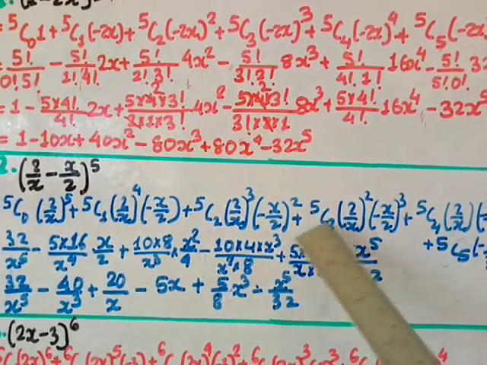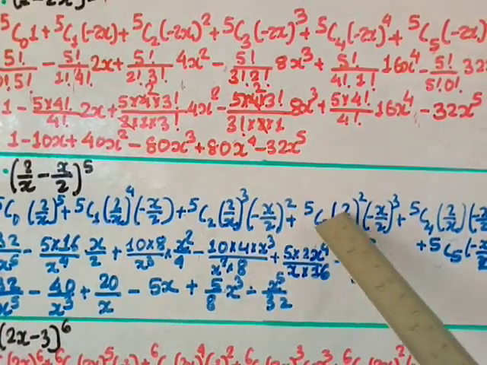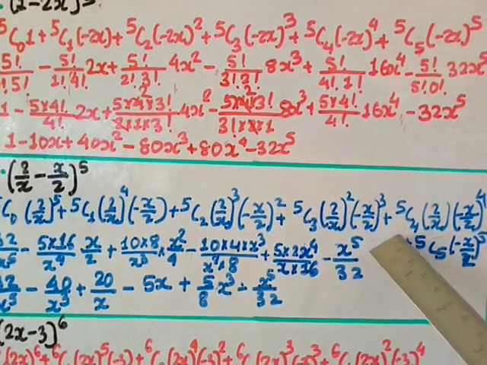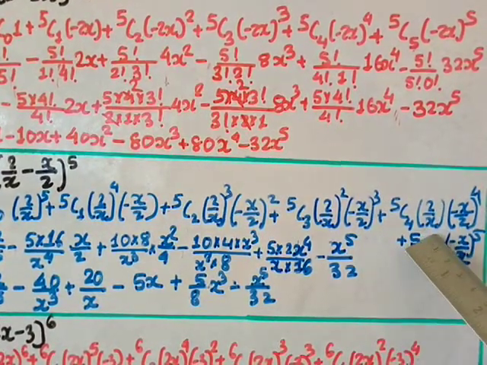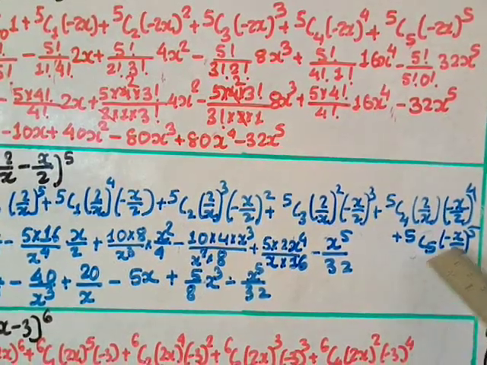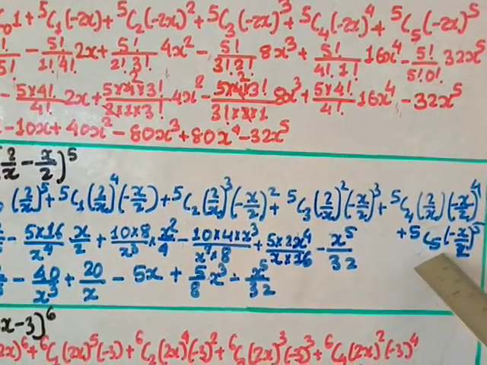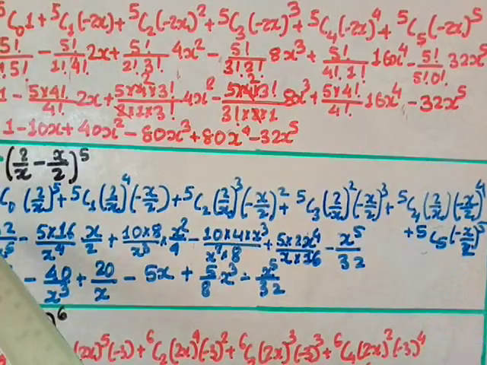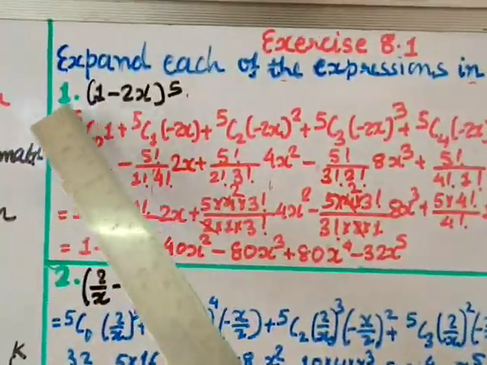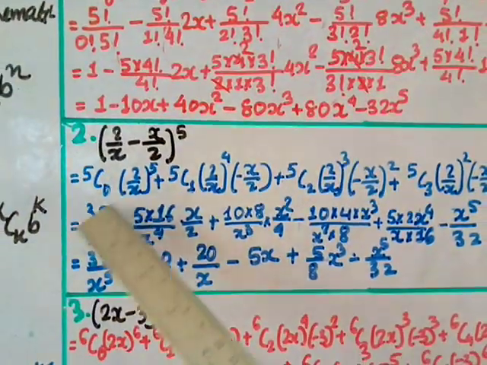plus 5c3. This decreases by 1, so 2 by x square, into this increases by 1, so minus x by 2 cube, plus 5c4, 2 by x into minus x by 2 power 4, plus 5c5 minus x by 2 power 5. Okay, it has to go up to 5. Then here this value is 1, we have done this before, so the coefficient is 1.